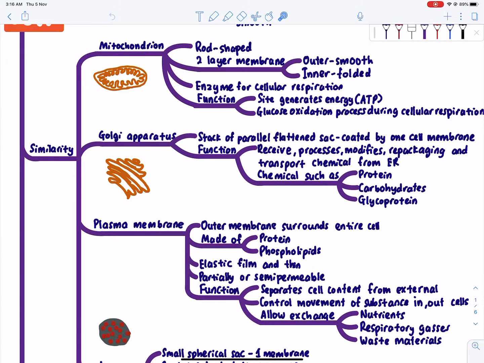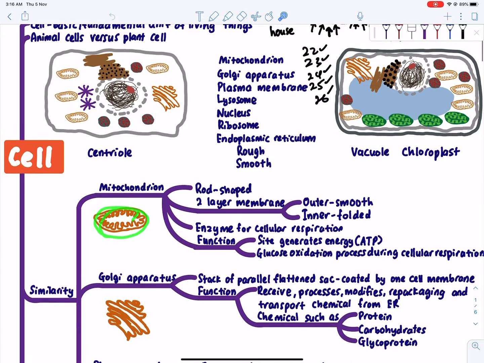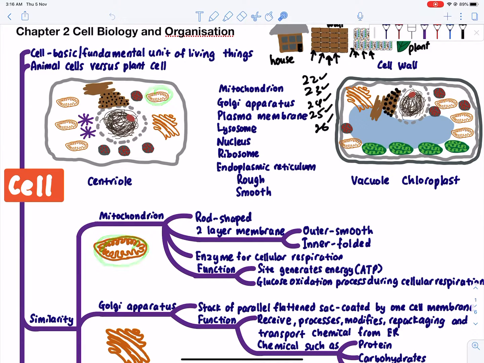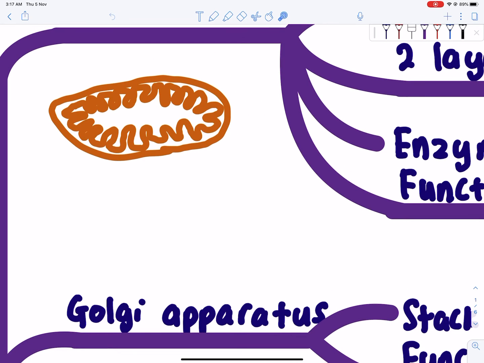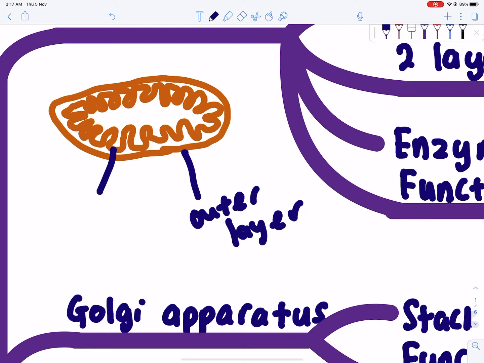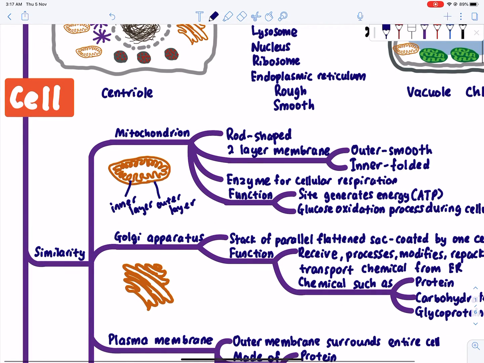Mitochondria. This is the structure of the mitochondria. You can see that here is the mitochondria. It is present in both the animal cell and the plant cell. The structure of the mitochondria is rod shaped, with a 2-layer membrane. Here we have the outer layer, then we have the inner layer. Outer layer and inner layer.